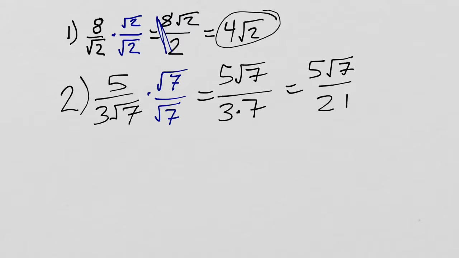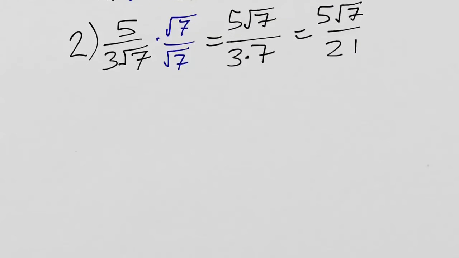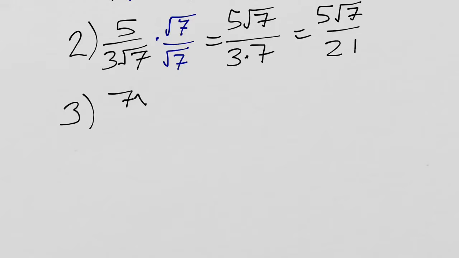Okay, the next thing we're going to do is look at what happens if there's more than one thing in the denominator. What happens if there's a binomial in the denominator? So our next one looks like this. Number 3 says I've got 7x on the top, and I've got 5 minus the square root of 2 on the bottom.